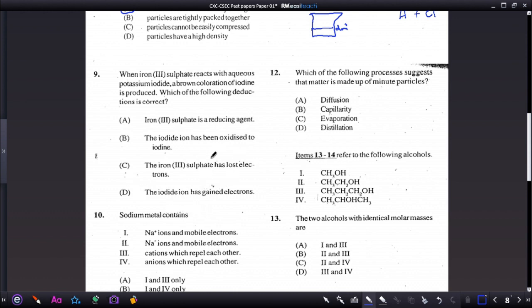So the iodide ion went ahead and formed the iodine molecule. We know that iodine is a solid. Balance that. So here it was a -1 state and it moved to 0. So the oxidation number was increased. So it was oxidized to iodine.